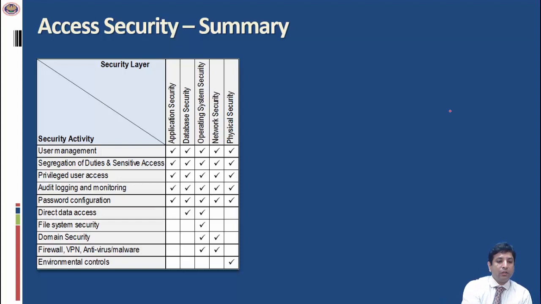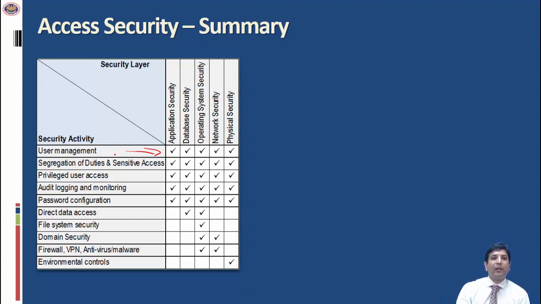For example, you can see that user management is relevant to all the layers of security. Why so? Because users exist at the application layer, users exist at the database layer, the operating system, and also network and physical layer. So we need to consider user management at all layers of security. Similarly, sensitive access and segregation of duties need to be maintained at all the layers. For example, the database administrator should be separate from the administrator who is managing application security or the administrator who is managing operating system security.